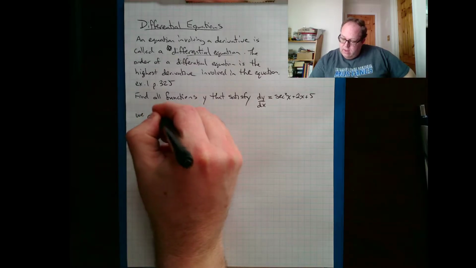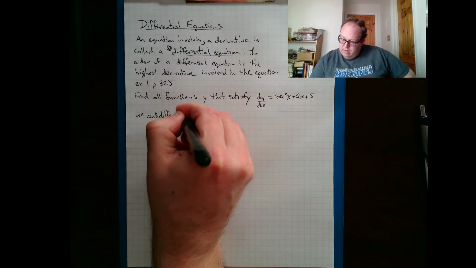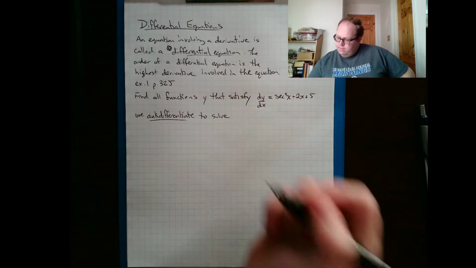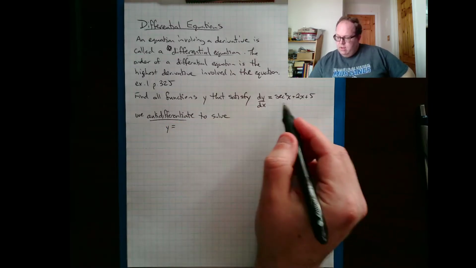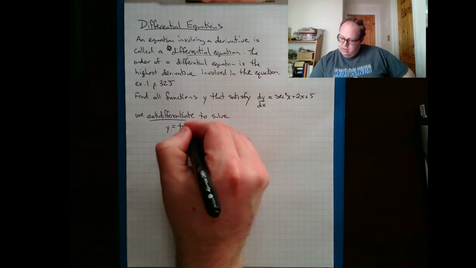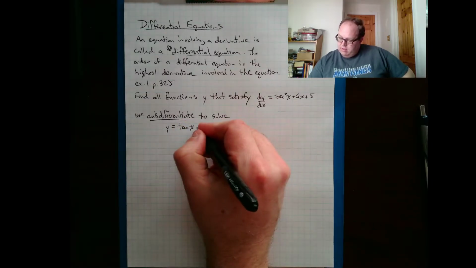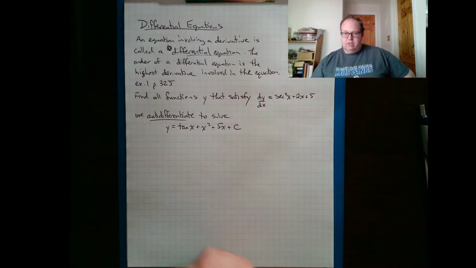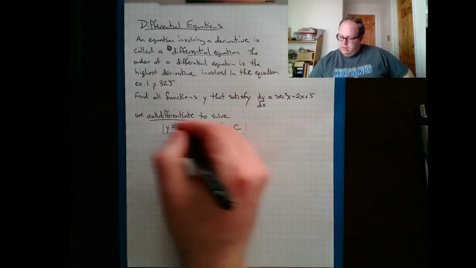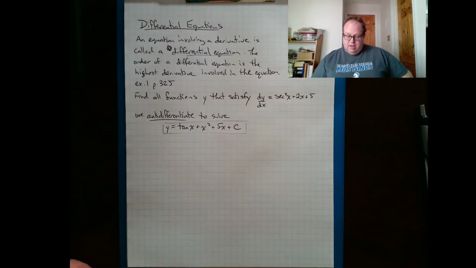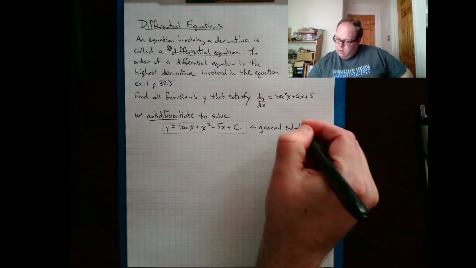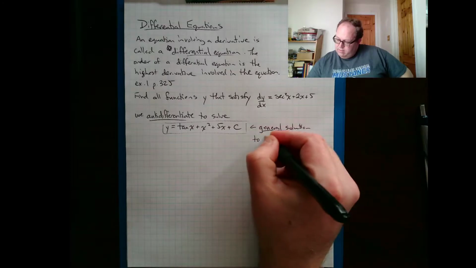So we anti-differentiate to solve. So y is just going to equal the antiderivative of secant squared, which is tangent. The antiderivative of 2x is x squared. The antiderivative of 5 is 5x, and then we end up with a constant of integration, or constant on the end. And that is my solution to the differential equation given. We might also call this the general solution to the differential equation.